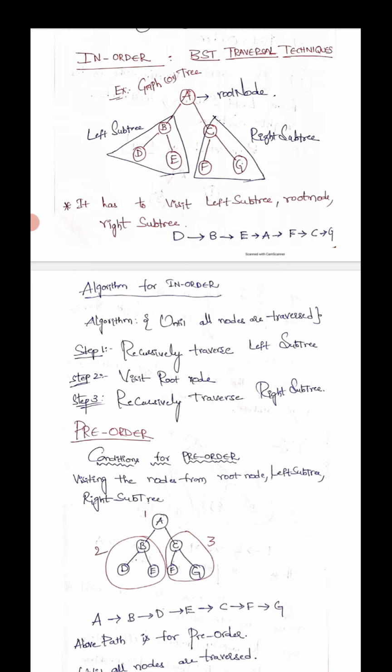So coming to step one, what we have to process there: recursively traverse the left subtree. This is the algorithm for the in-order technique, listen carefully. In step one, we recursively traverse the left subtree. Coming to step two, we visit the root node. And coming to step three, we recursively traverse the right subtree. These are the steps followed for the in-order technique.